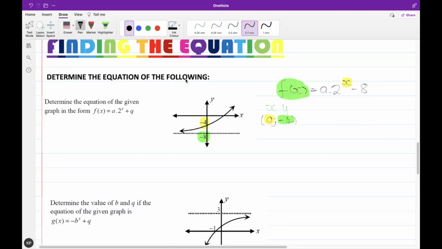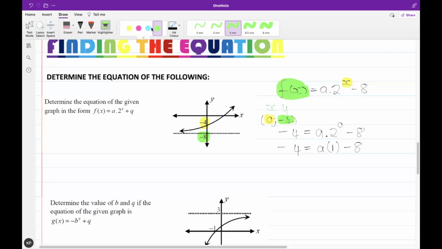All right. It's okay, Andy. I'm glad that you tried, okay? Now, let's fill this in. So then -4 will be equal to a times 2 to the power of 0 minus 8. What is 2 to the power of 0? It's 1. So it's times 1 minus 8.